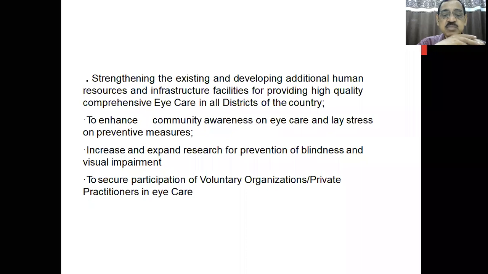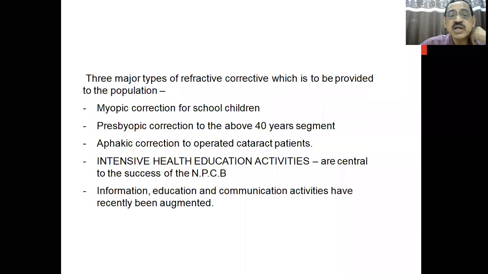And to secure participation of voluntary organizations and private practitioners in eye care. There are certain voluntary organizations, Lions and Rotary, all these people, who used to take a lot of participation in the eradication of blindness in India. I think nowadays it has come down a little. And private practitioners, solely practicing, not in government service or in corporate hospitals, should also be taken into confidence, and their participation should be secured in the prevention of blindness.